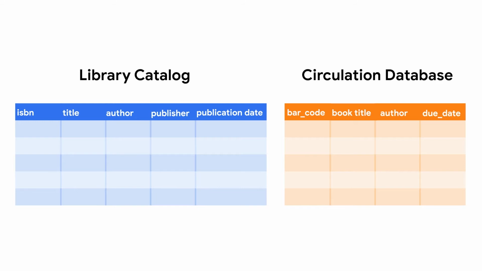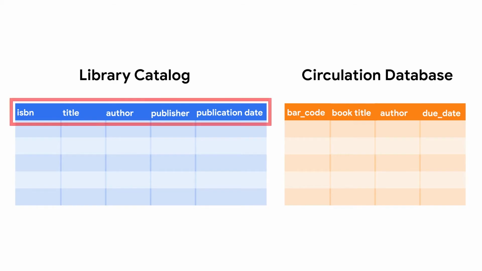The second data source is a circulation database that includes the barcode, title, author, and due date for each book in their collection. To combine the data, the team will need to find a way to match the fields between data sources in a way that makes sense. To do this, they can use data mapping. First, the team identifies the fields that need to be mapped. In this case, the ISBN, title, author, publisher, and publication date fields.